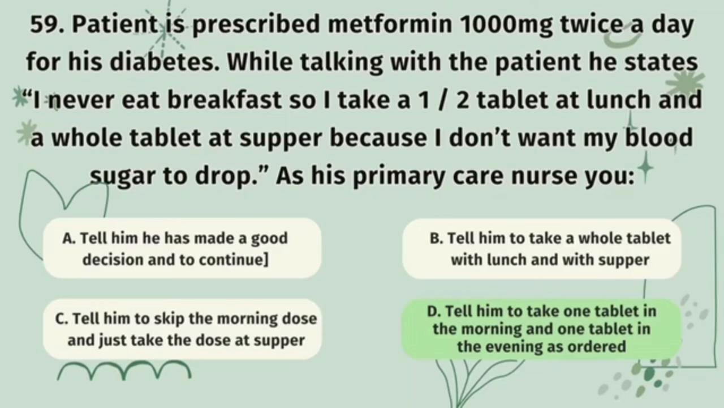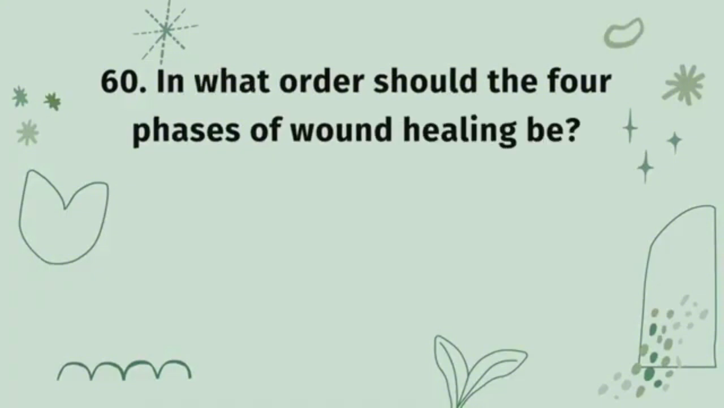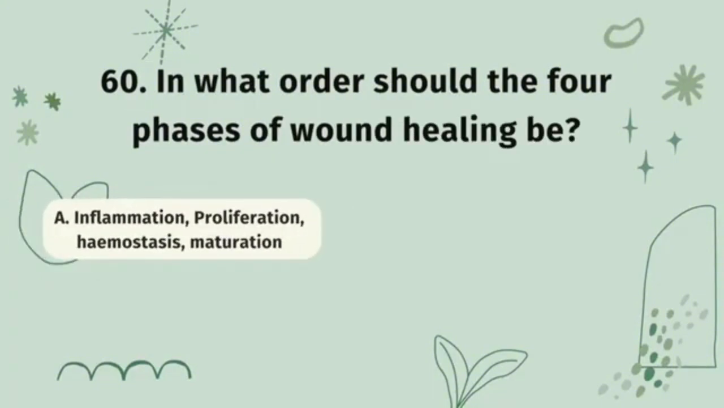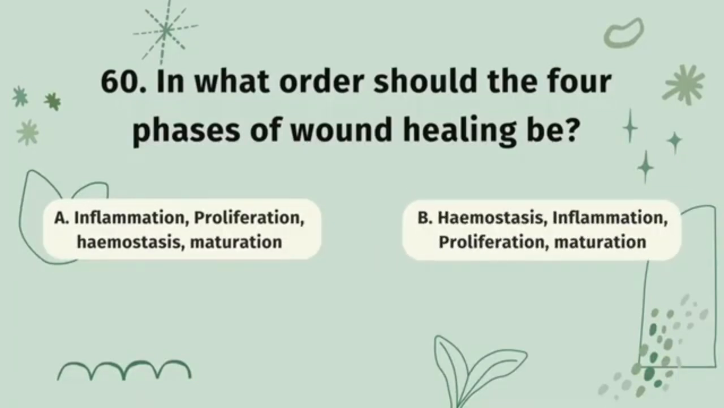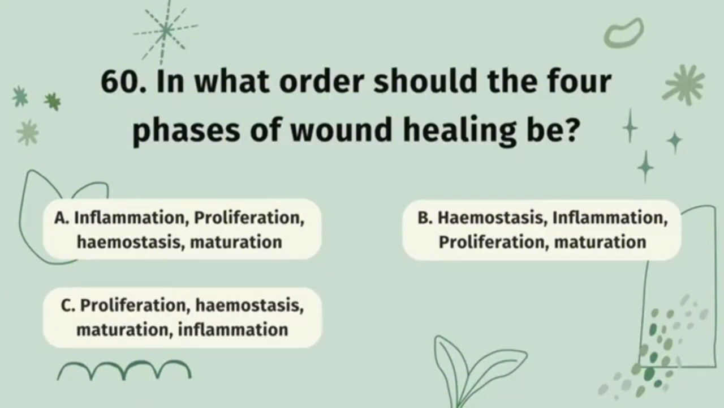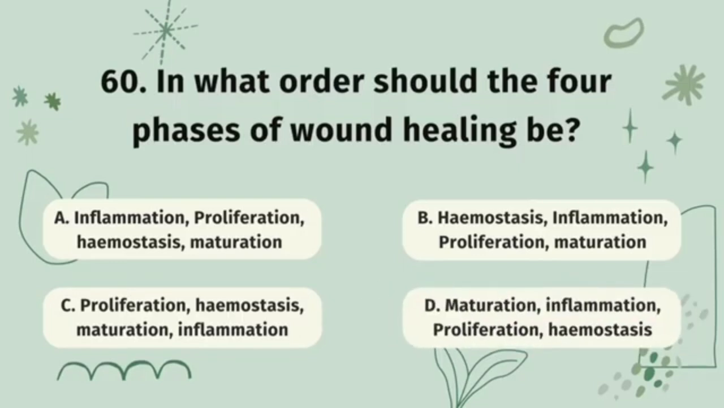The correct answer is D. Question 60. In what order should the 4 phases of wound healing be? Option A. Inflammation, proliferation, hemostasis, maturation. Option B. Hemostasis, inflammation, proliferation, maturation. Option C. Proliferation, hemostasis, maturation, inflammation. Option D. Maturation, inflammation, proliferation, hemostasis.